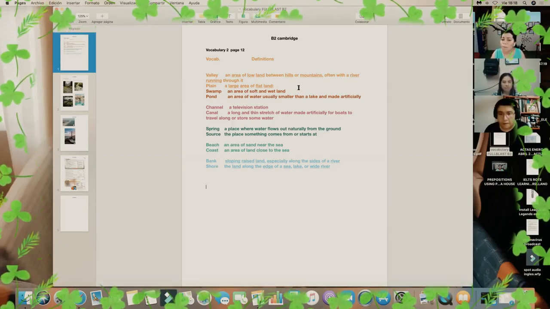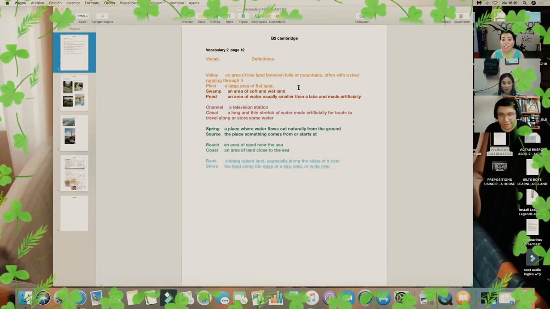Swamp, an area of soft and wet land. What could be a swamp? ¿Qué se imagina que es un swamp en español? The place where lakes... Pantano. Okay, like pantano. Un pantano, ¿verdad? Sí, sí. Muy bien, Arturo. Más o menos. Sorry, I didn't listen to it. Okay, so we have a swamp and a pond.